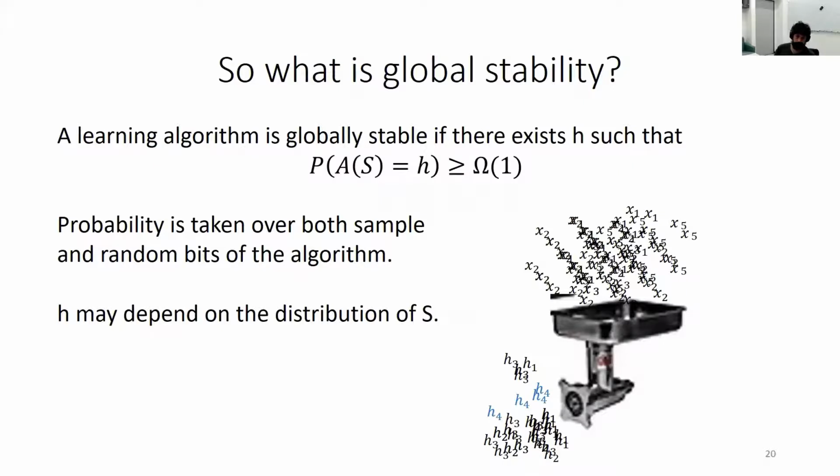Now, first, what is global stability? At a high level, without going into any rigorous definition, an algorithm is globally stable if there exists an output H such that with some constant probability, we observe H as the output of the algorithm. The probability is taken over both the sample and the random bits of the algorithm. So H may depend on the distribution F.